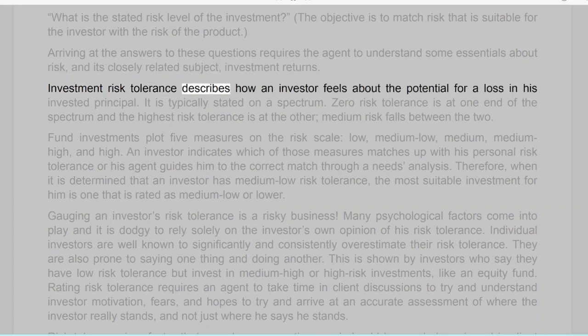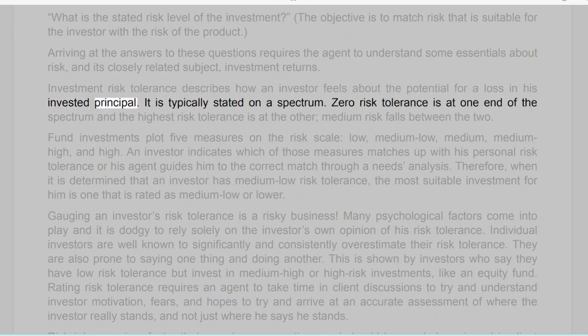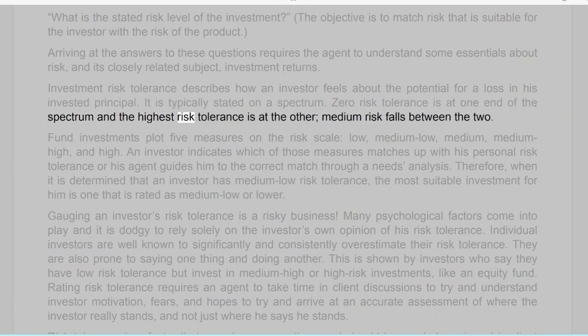Investment risk tolerance describes how an investor feels about the potential for a loss in his invested principal. It is typically stated on a spectrum. Zero risk tolerance is at one end of the spectrum and the highest risk tolerance is at the other. Medium risk falls between the two.